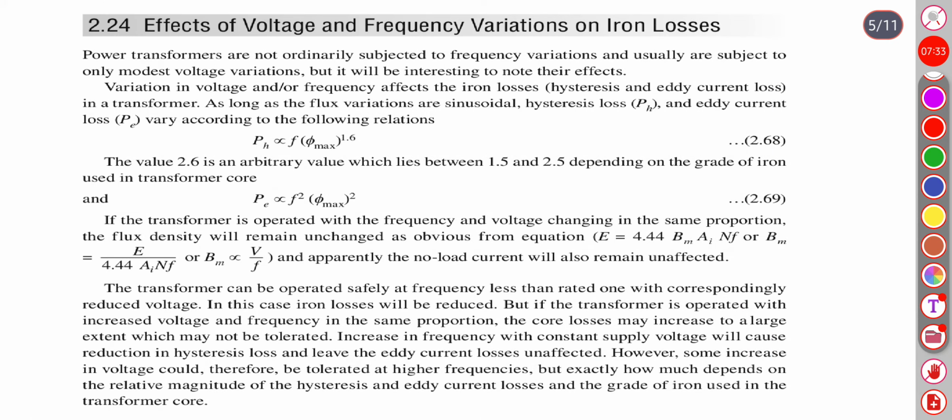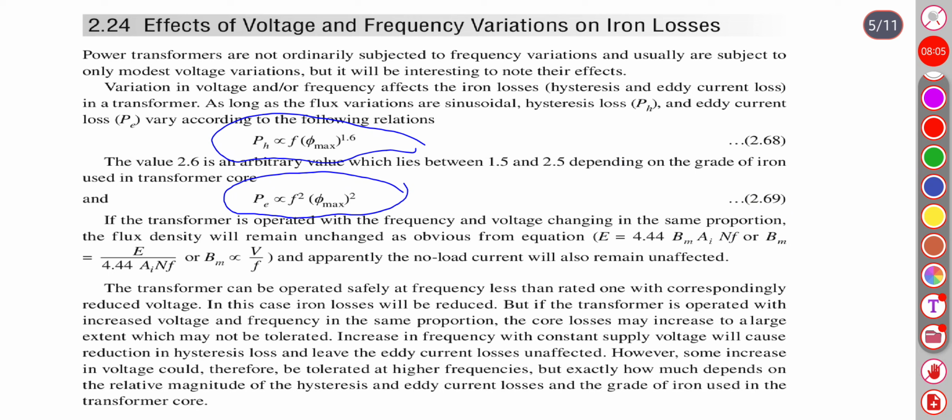Now, what is the effect of voltage and frequency variations on iron losses? As we have seen in previous pages, the hysteresis loss is directly proportional to the frequency and the flux density, and eddy current loss is directly proportional to the frequency square and flux density square.